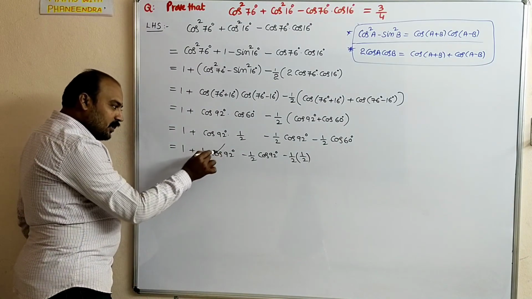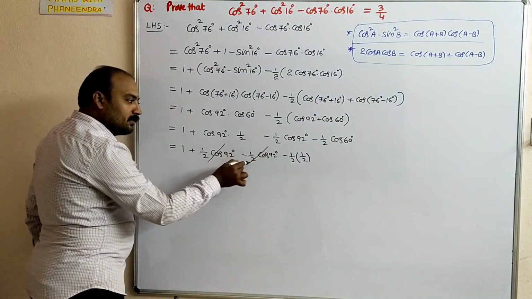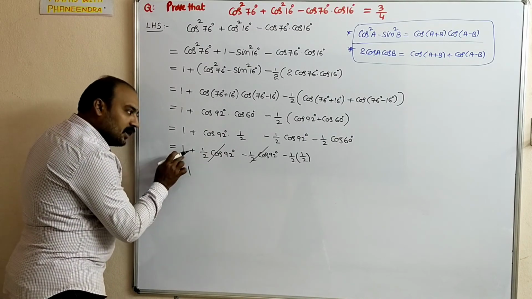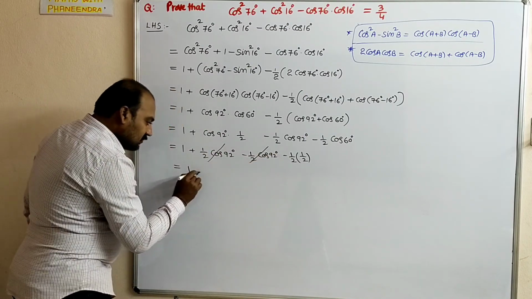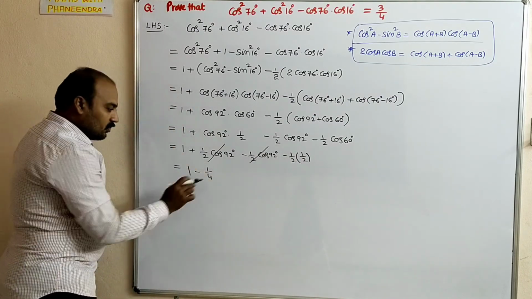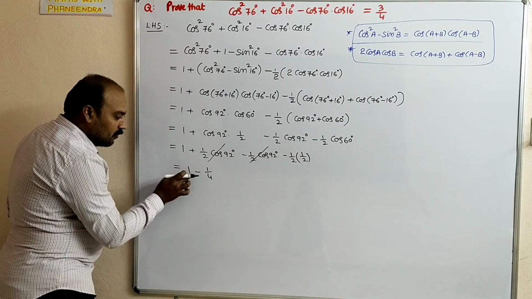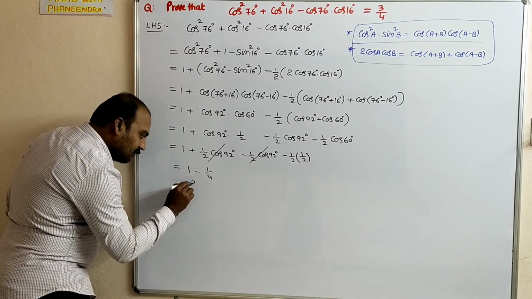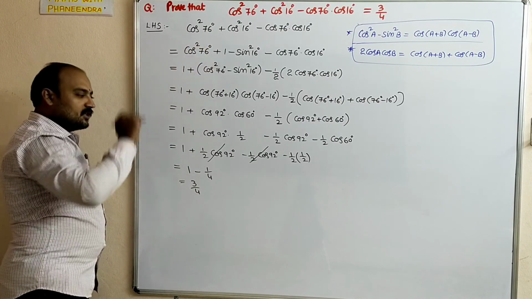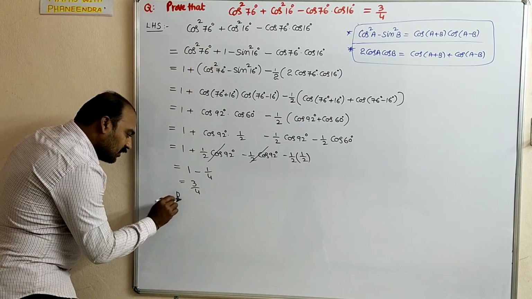So plus 1 by 2 cos 92 minus 1 by 2 cos 92 get cancelled. The remaining terms: 1 minus 1 by 2 into 1 by 2, 1 by 4. 4 into 1 is 4, 4 minus 1 is 3, so 3 by 4. They are asking to prove the result 3 by 4. This is the required RHS.